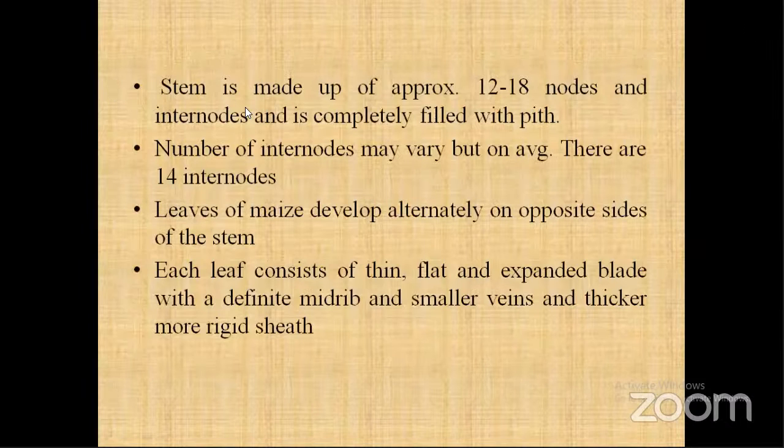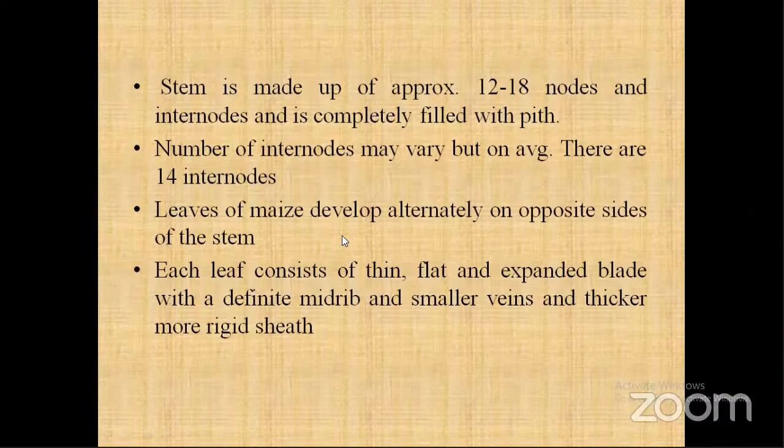Next one is stem. Stem is made up of approximately 12 to 18 nodes and internodes. It is completely filled with pith. In rice crop, the stem is hollow. Hollow means nothing is present inside that stem. But here it is filled with pith. And the number of internodes may vary, but on average, there are 14 internodes in each plant.